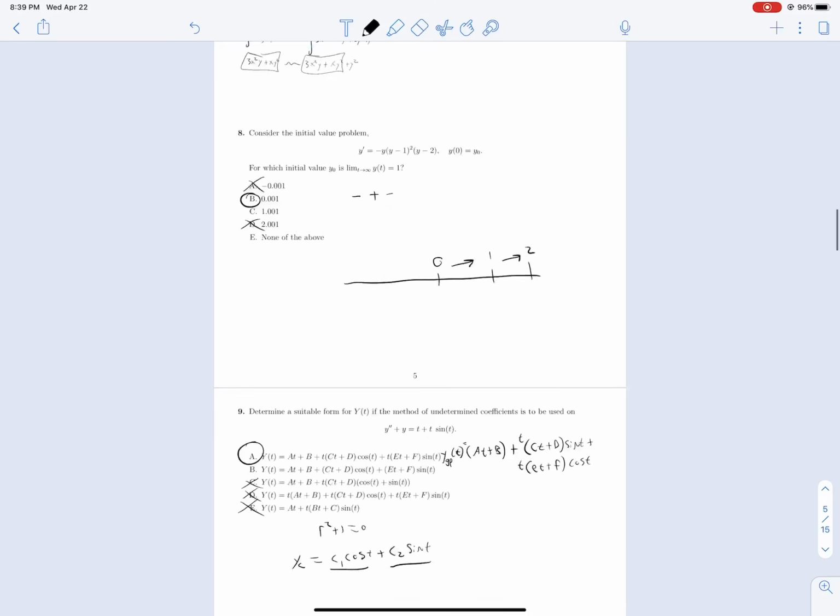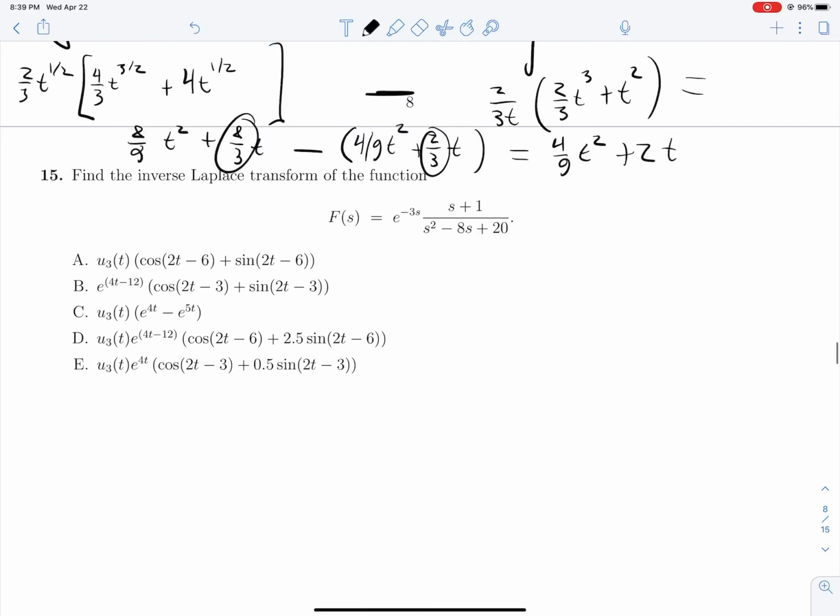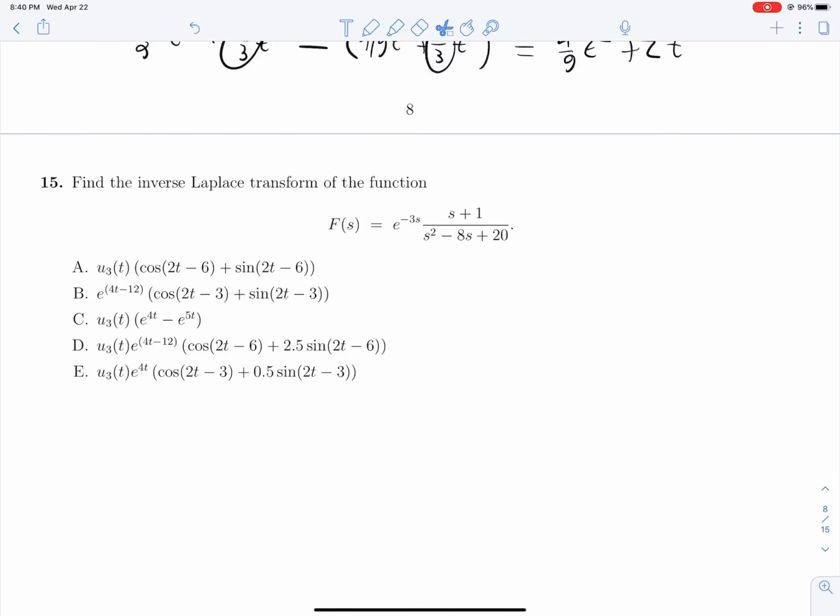Phew. That's by far the hardest thing on this exam. So now that we're done with that, we are theoretically slightly in the clear.